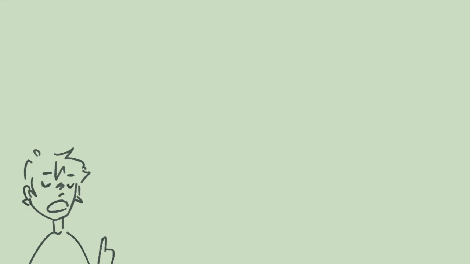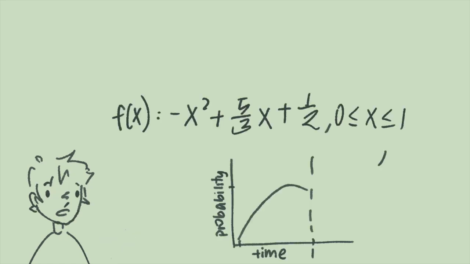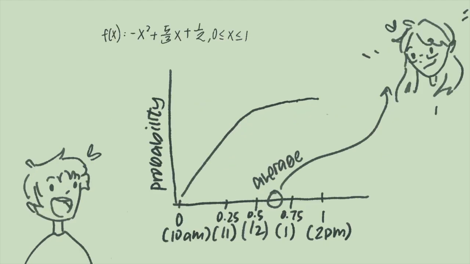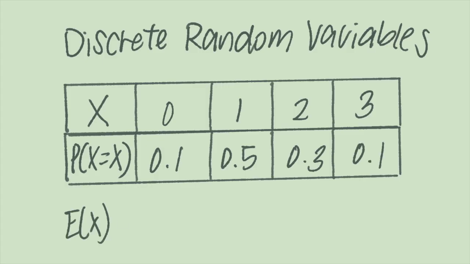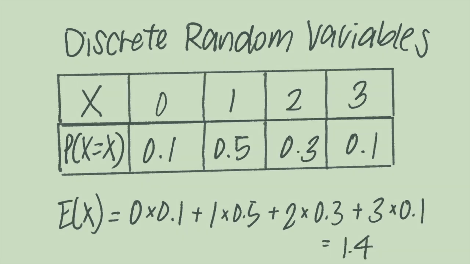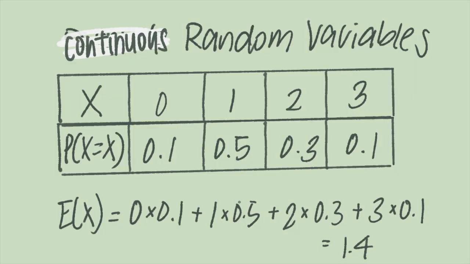Okay, so God just told me that f(x) is a function that represents the possible times Emma leaves the house. From this information, I should be able to determine the average time she leaves in order to maximize my chances of meeting her. I know that to find the average or mean of a discrete random variable x, we simply need to multiply each value of the random variable by its probability and add the products. But instead of a discrete random variable, we have a continuous random variable.